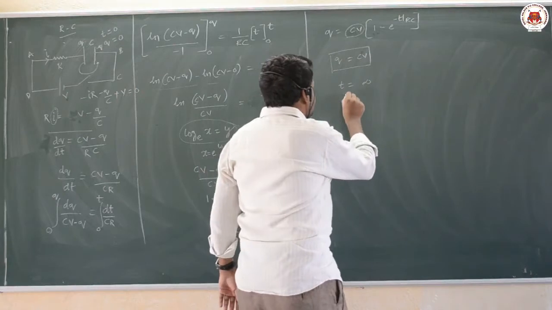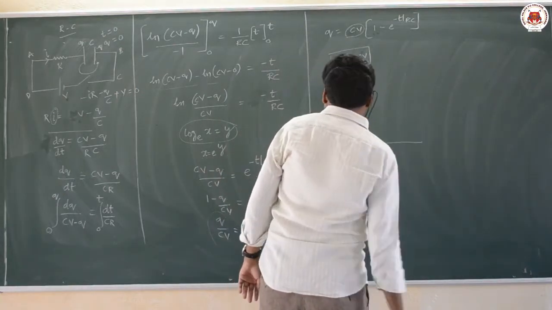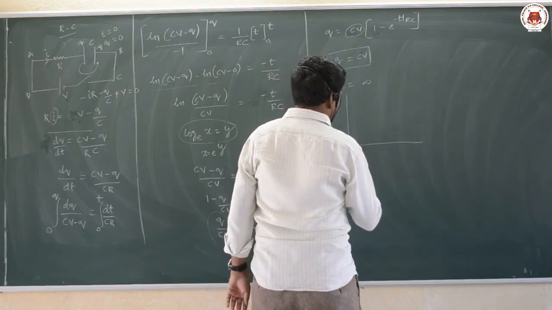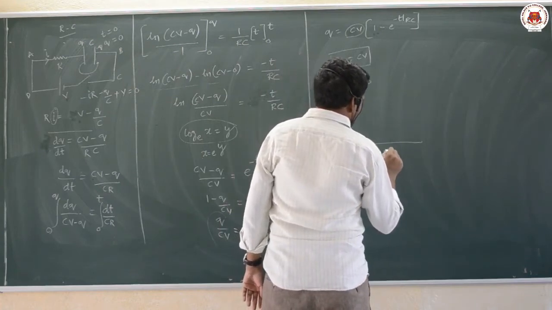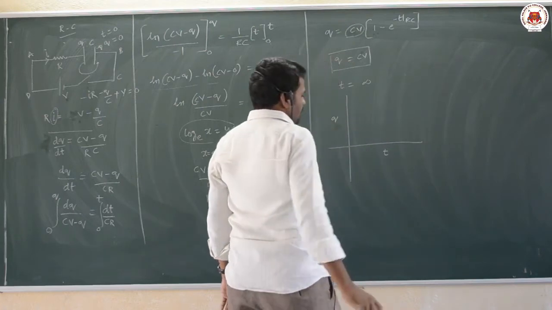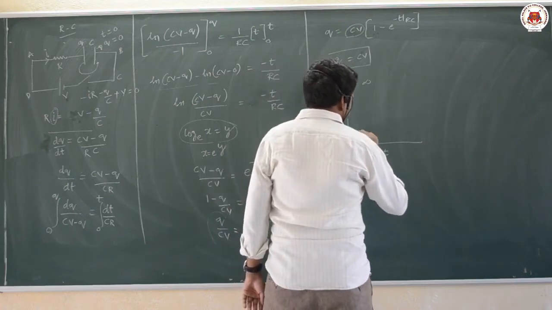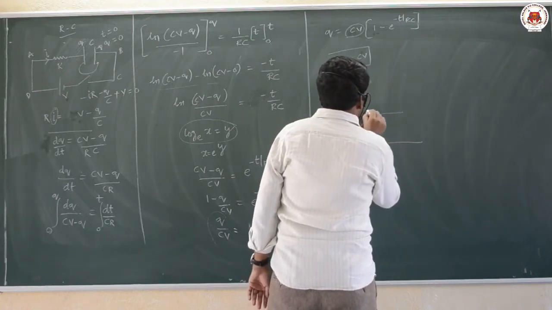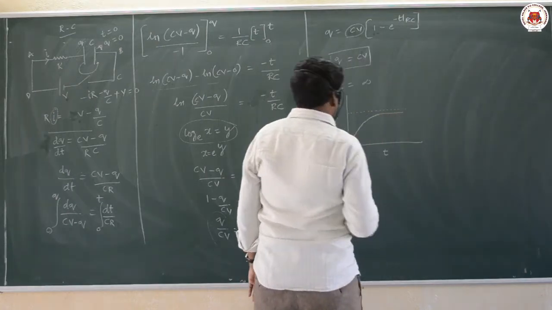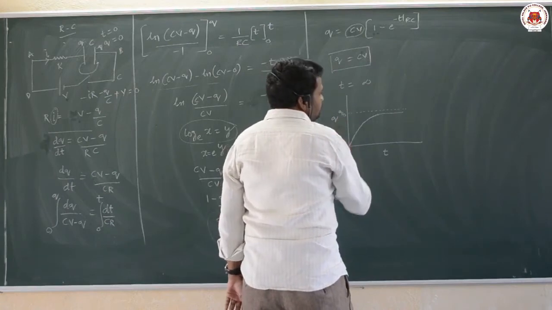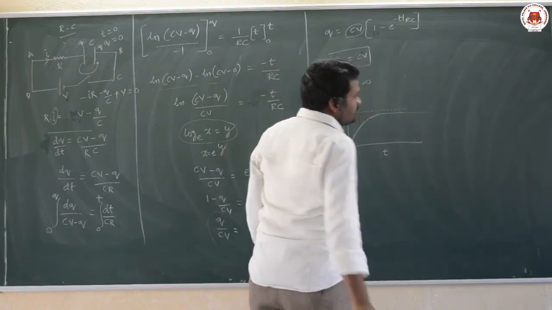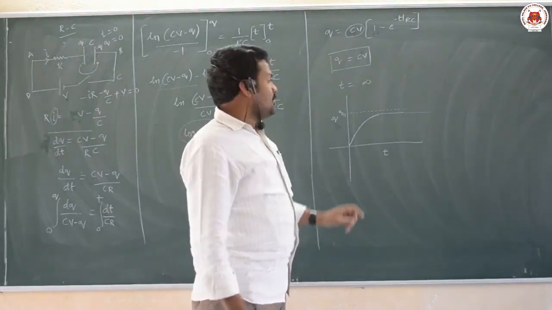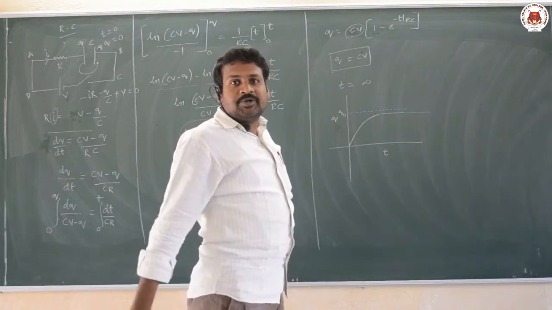charge on the capacitor is maximum. If you draw a graph between time and charge, at time t is equal to 0, charge was 0, it grows like this, and if this is Q naught, you can observe that charge will never touch Q naught, it goes on long standing. So after infinite time, that means it is not possible to charge the capacitor fully.